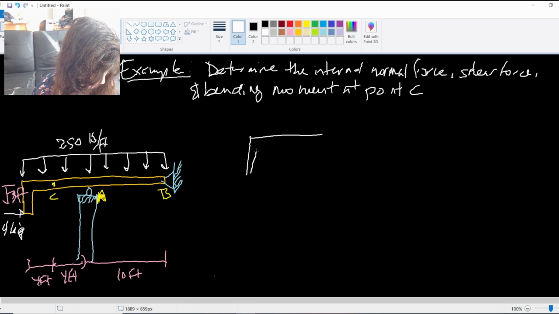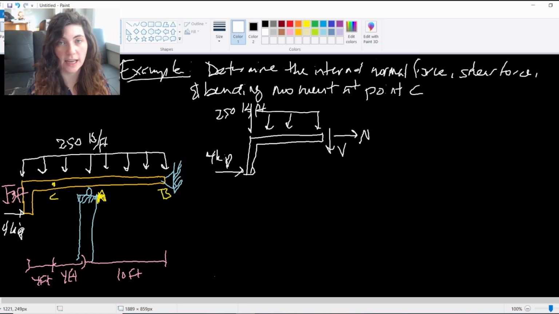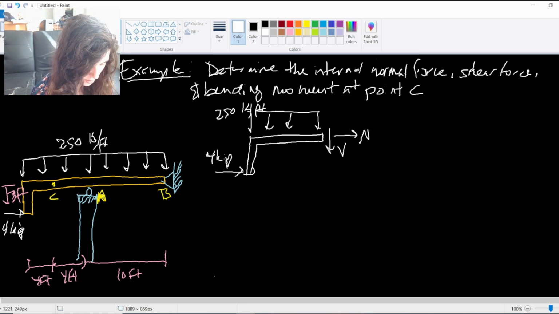Here's my beam. I have that 4 kip applied force, I have the distributed load of 250 pounds per foot, and then I have those internal forces at C. But notice no reactions are actually captured in this half.